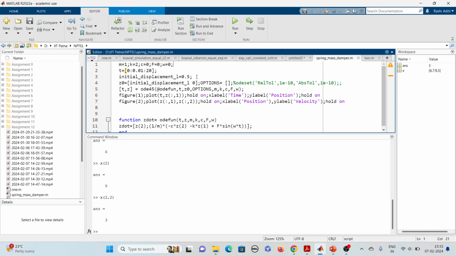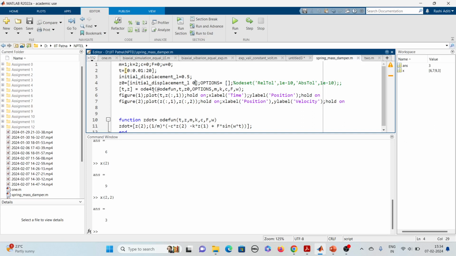In order to compute the condition of x at tn plus 1, I need to know the position and velocity of the system at tn. So in order to start the simulation, I need to know the position and velocity of x at time 0. For now I specified the initial displacement as 0.5 and the initial velocity as 0. Z0 I have defined like this. Then options I've kept open as of now.